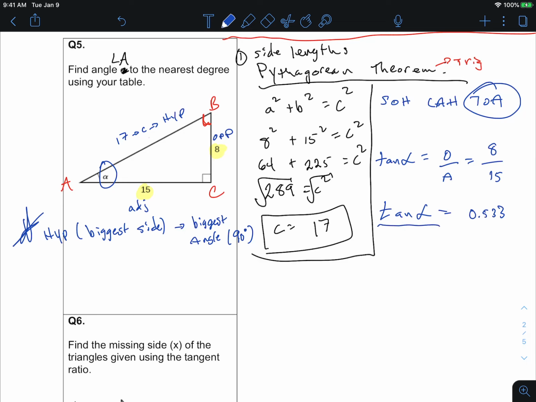So if I were to divide both sides by tan, then I would have tan inverse over here for 0.533. If I did that, then I should get this. So if I actually hit tangent inverse, there's my angle.